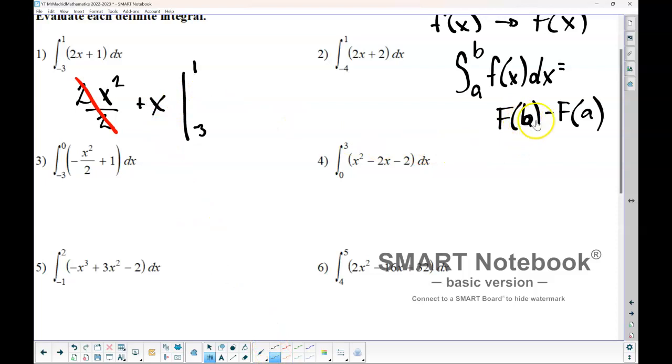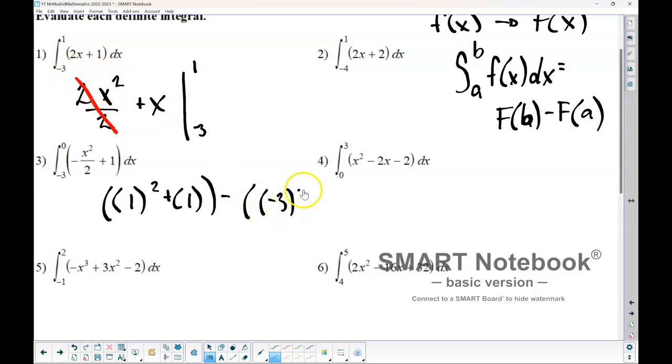Now we need to evaluate at b and then at a. Okay, so here's b. So basically we have 1 squared plus 1. Okay, and we'll just introduce another set of parentheses, minus evaluating at -3 here, which is -3 squared plus -3.